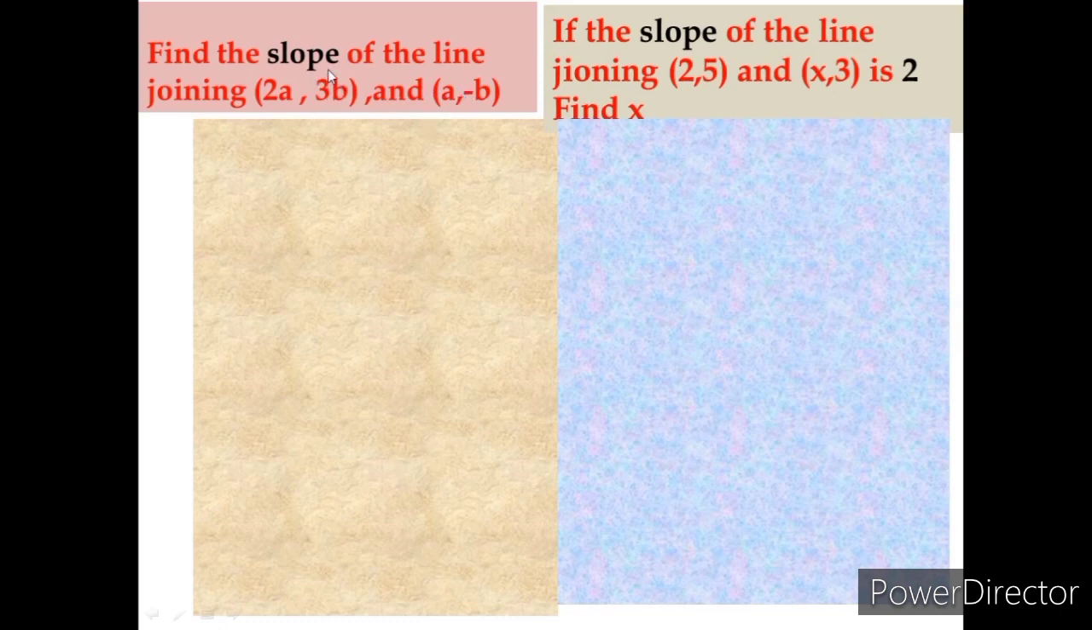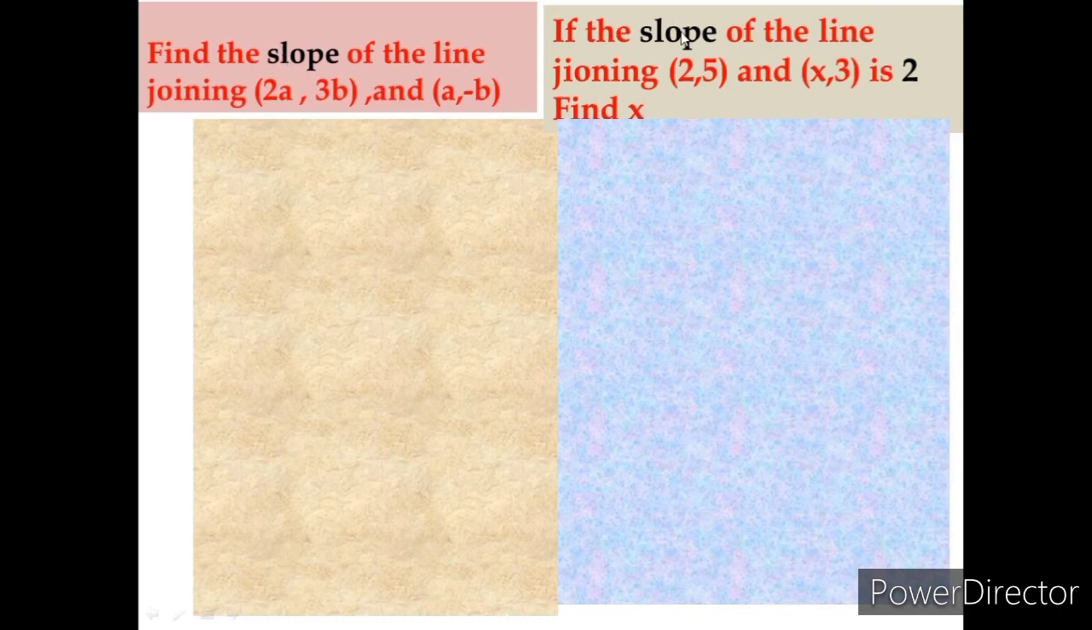So this is called a direct problem. Here the RTP is to find the slope. But come to this one: if the slope joining (2, 5) and (x, 3) is 2, that means here the slope is 2. Direct problem means here we have to find the slope, that means we have to find the value of the formula. So finding the value of the formula is called a direct problem.